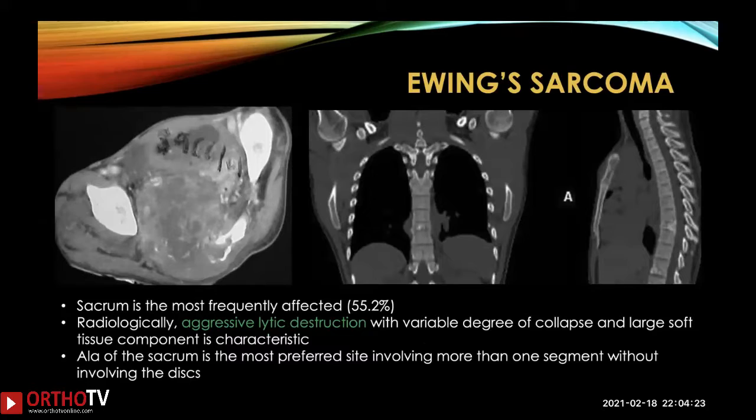Ewing sarcoma is also seen, mostly in the sacrum, and it's an aggressive lytic lesion, as happens in the femur or anywhere. So here also is an aggressive lytic lesion with destruction, and there's collapse of the vertebral body.